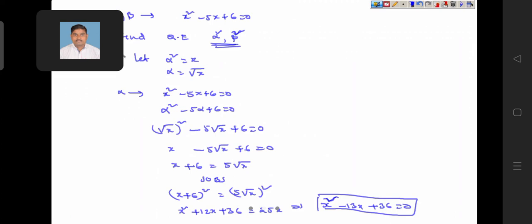Okay, so if alpha, beta are the roots of x square minus 5x plus 6 is equal to 0, then the quadratic equation whose roots are alpha square comma beta square is x square minus 13x plus 36 is equal to 0.